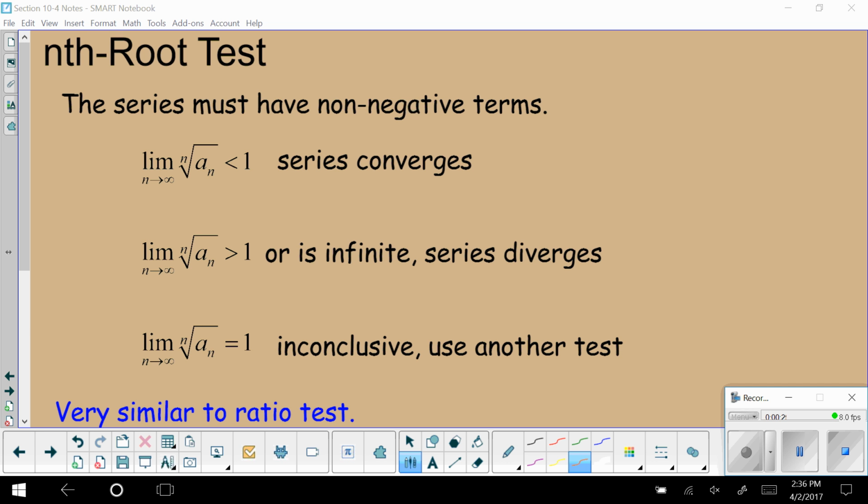But what we are doing then, instead of looking at just the individual general term, is we're taking the nth root of that. If as n goes to infinity that limit is less than 1, our series converges. If that limit's greater than 1, it diverges. Or if the limit equals 1, it's inconclusive and we have to use different tests. So you can see that it's very similar to our ratio test in terms of whether it converges, diverges, or we try a different test.